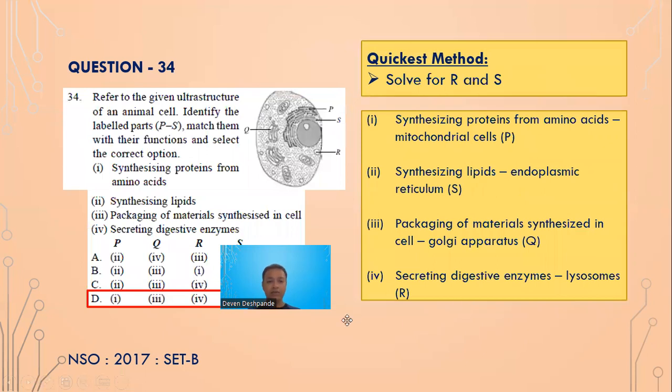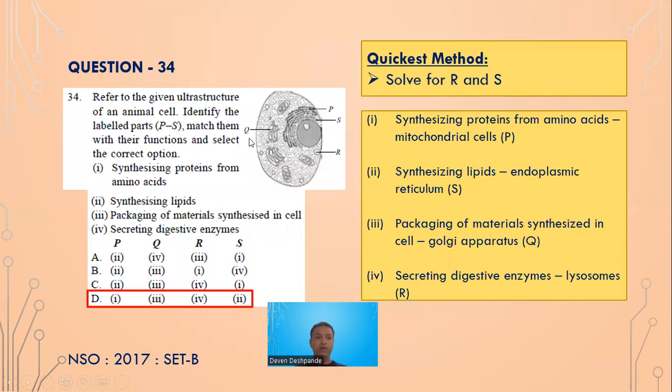Okay, next one, question 34. Refer to the given ultrastructure of an animal cell. Identify the labeled parts P to S and match them with their functions and select the correct option. So what is synthesizing proteins from amino acids? Who does that? Mitochondrial cells, isn't it? Mitochondrial cells, they will synthesize proteins from amino acids. Okay, synthesize proteins from amino acids, sorry.